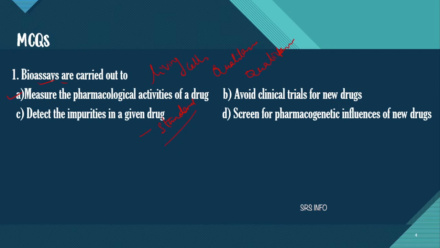Bioassays involve, first, a stimulus, for example a drug. Then this drug or stimulus is applied to a subject, which may be an animal, tissue, plant cells, a tissue culture system, etc. After that, the response or effect on that subject is triggered and measured. This analytical method is called bioassay, and it is carried out to measure the pharmacological activities or effect of a drug. So option A is the answer.